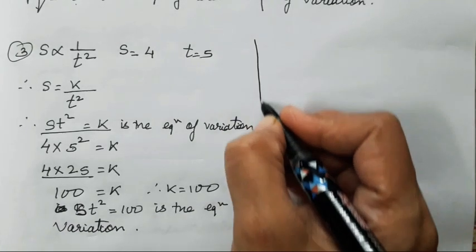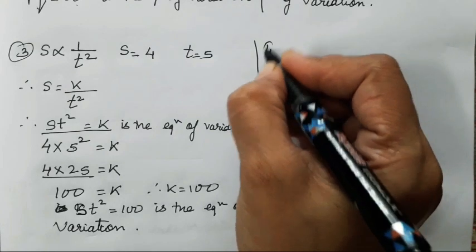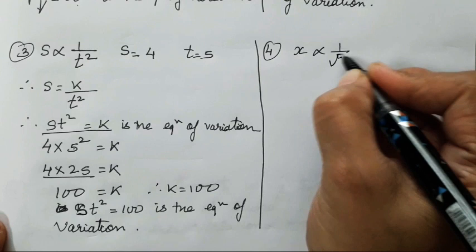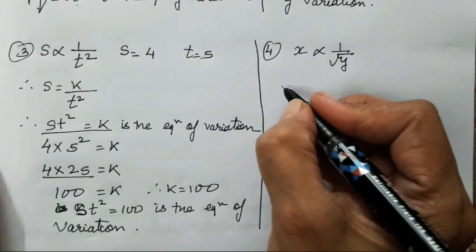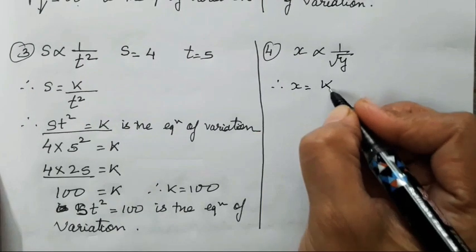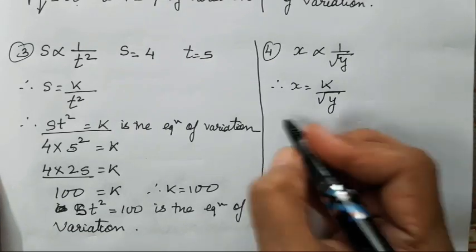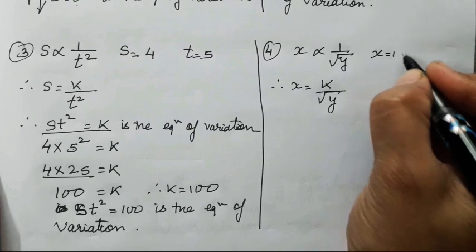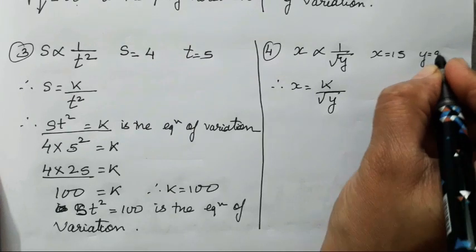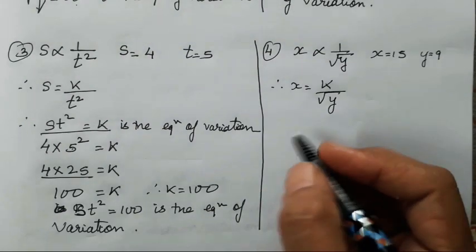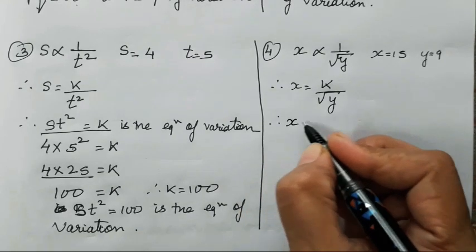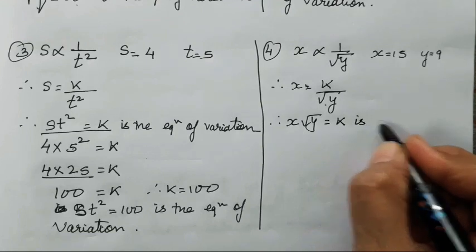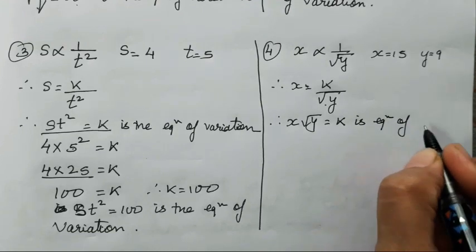Next is the fourth sum, that is x is inversely proportional to root of y. Therefore x is equal to k upon root y, and x is supposed to be 15, y is supposed to be 9. Therefore x root y, cross multiply you all have to do. K is the equation of variation.